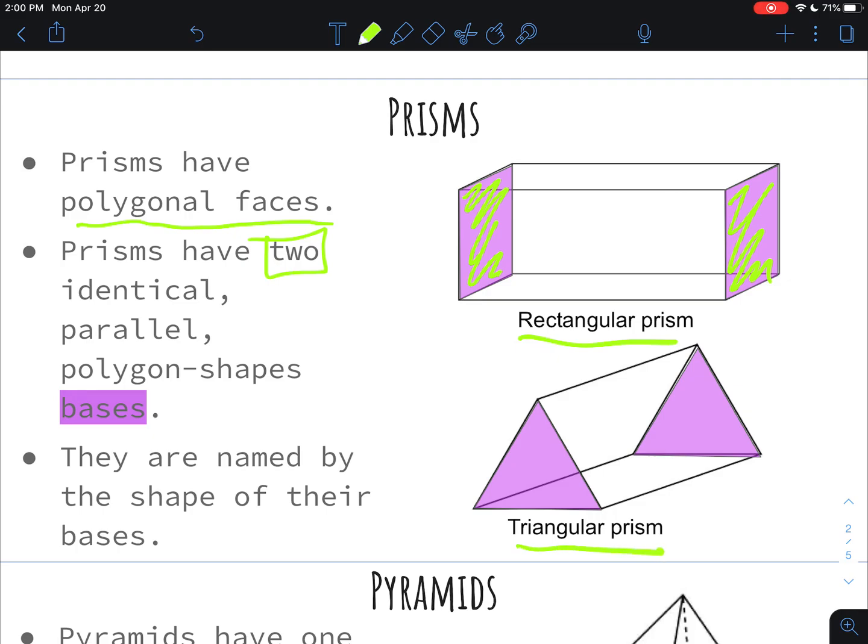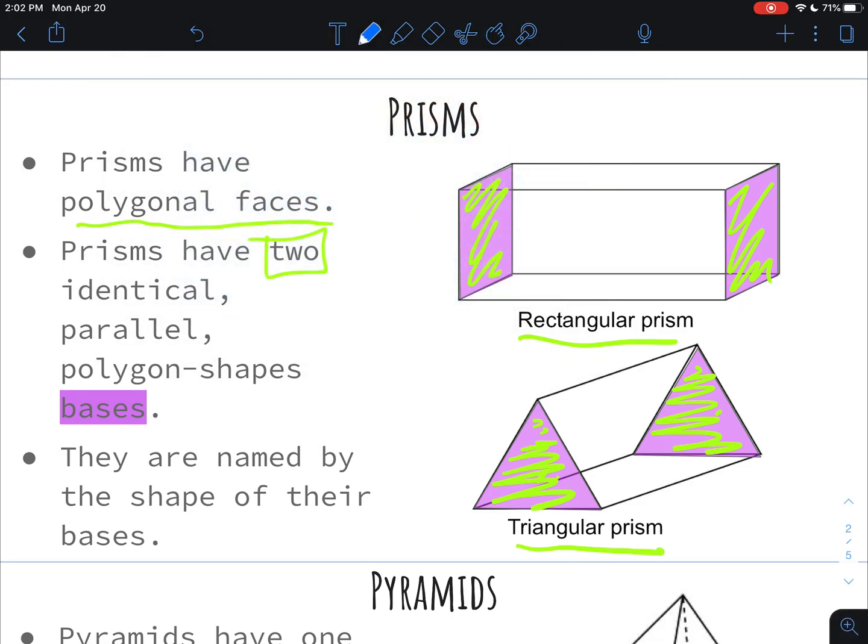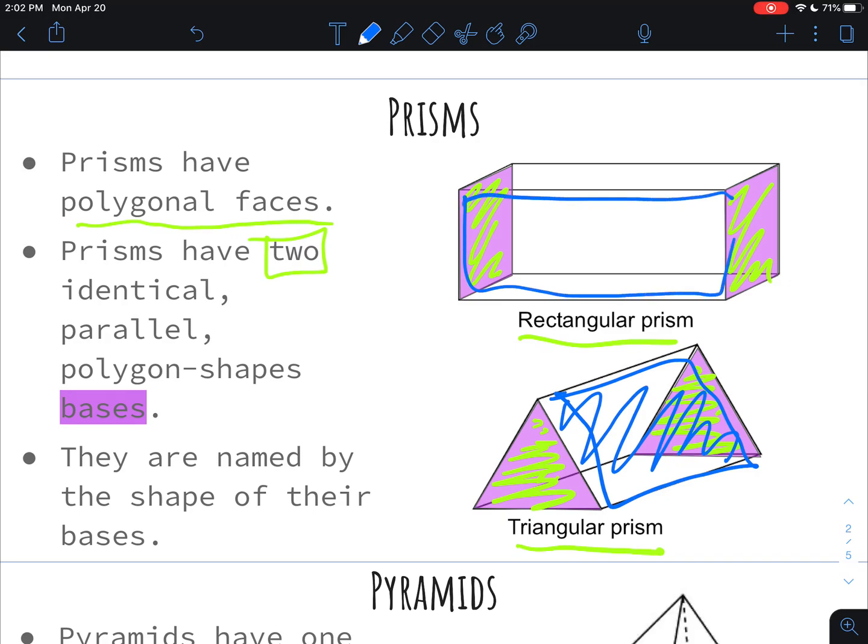For a triangular prism, the bases are the two triangular sides, and that's where it gets its name. It is a triangular prism because the bases are triangles. Other than the bases, all of the other sides of the prisms are all going to be rectangles. Okay, so same thing for rectangular prisms and triangular prisms. Besides the two bases, the other sides are rectangles.